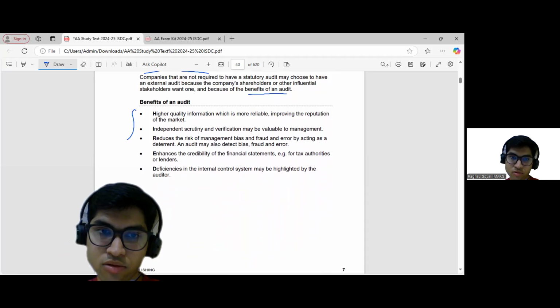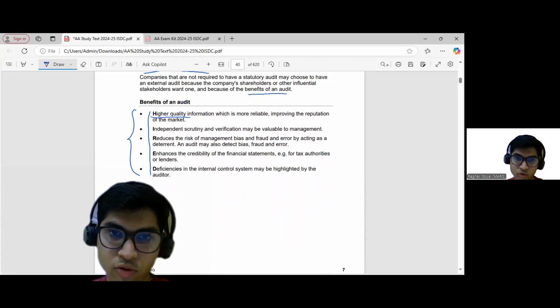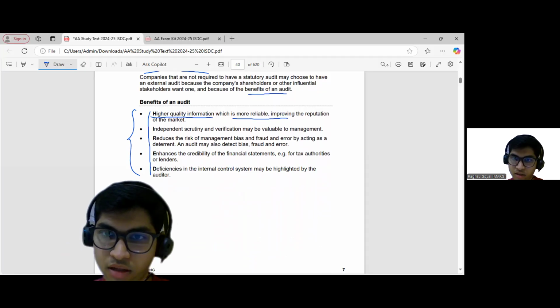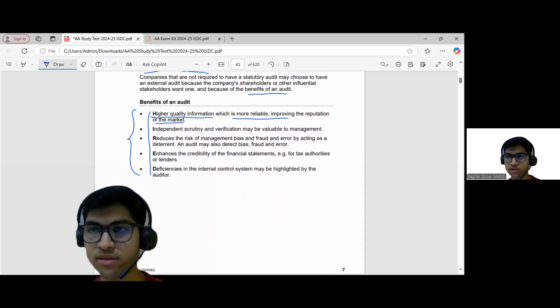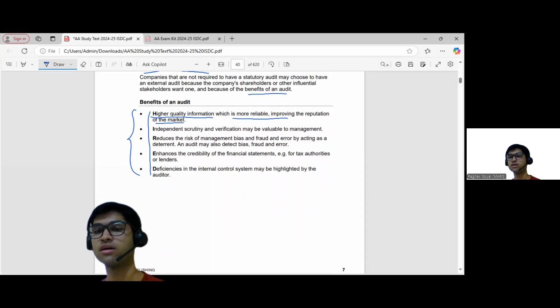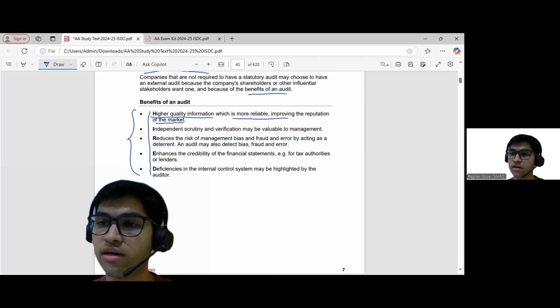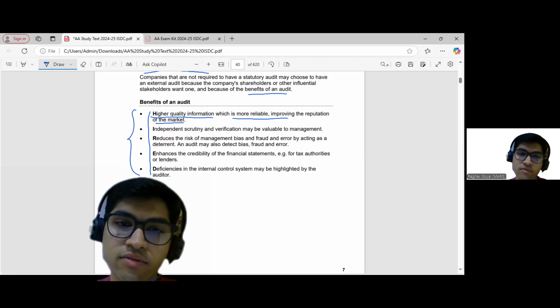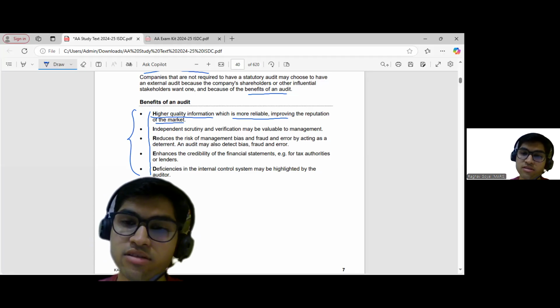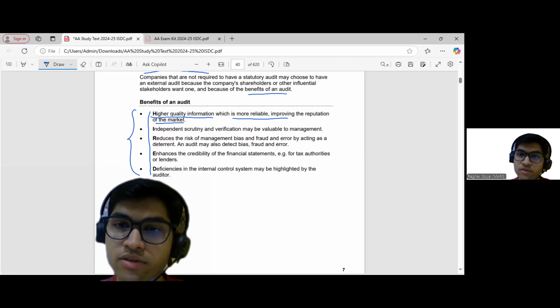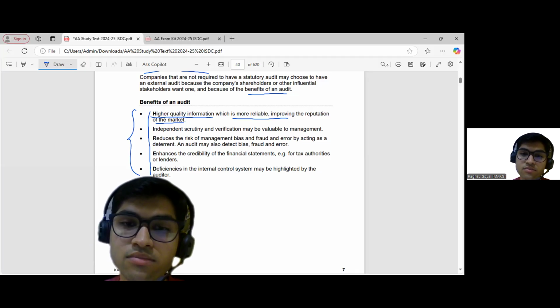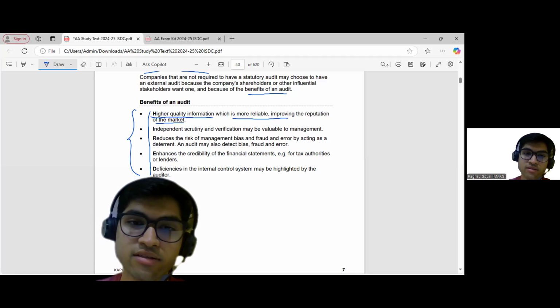You can just memorize this acronym, HIRED, which means higher quality information, which is more reliable, improving the reputation of the market. So basically, if your financial statements are audited, the information that the company is providing now is of a higher quality. Then we have independent scrutiny and verification, which keeps the management in check, and they are not acting out of their own self-interests.